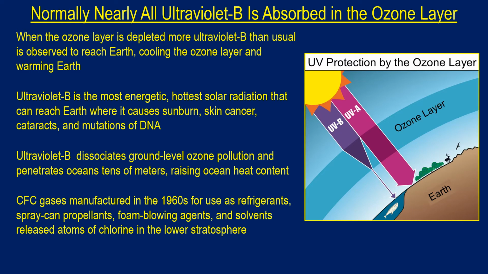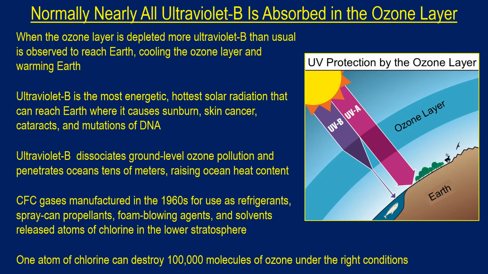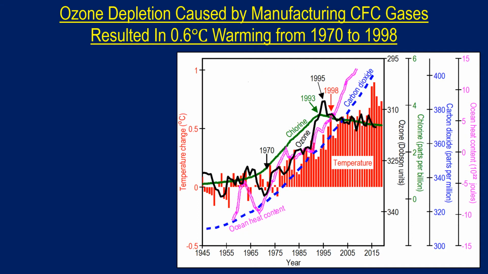CFC gases manufactured in the 1960s for use as refrigerants, spray can propellants, foam blowing agents, and solvents released atoms of chlorine in the lower stratosphere. One atom of chlorine can destroy 100,000 molecules of ozone under the right conditions. Ozone depletion caused by manufacturing CFC gases resulted in 0.6 of a degree Celsius warming from 1970 to 1998.